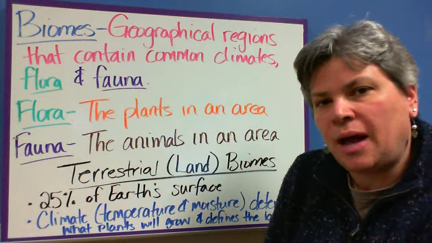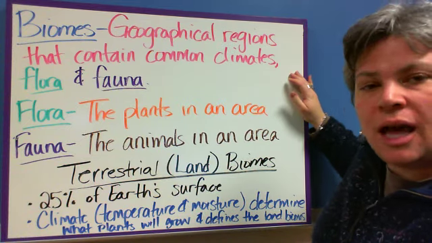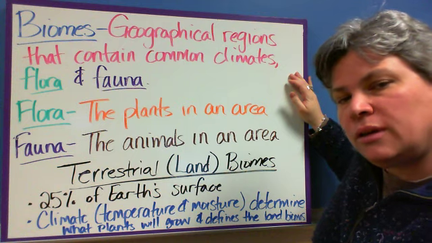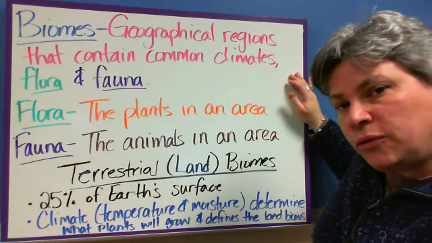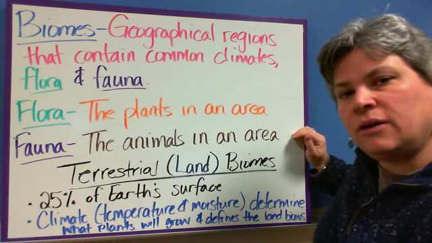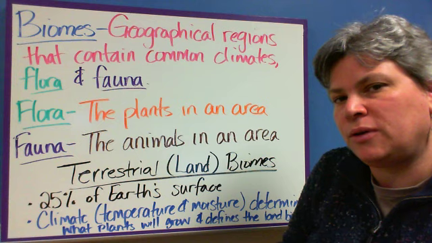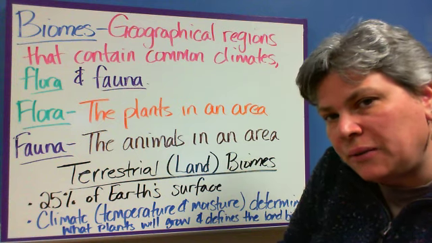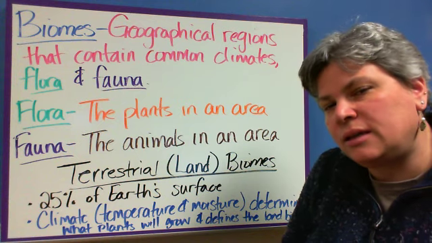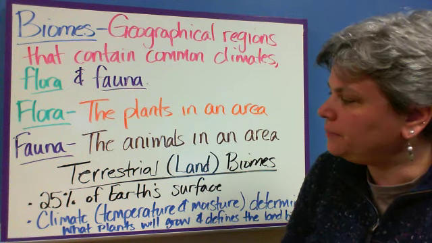Today we're going to talk about biomes. A biome is a geographical region that contains common climates, flora, and fauna. The flora of an area are the plants. The fauna of an area is the animals. If you need a trick to remember those, flora kind of sounds like flower, fauna kind of sounds like fawn, so those would be your plants and animals in an area.